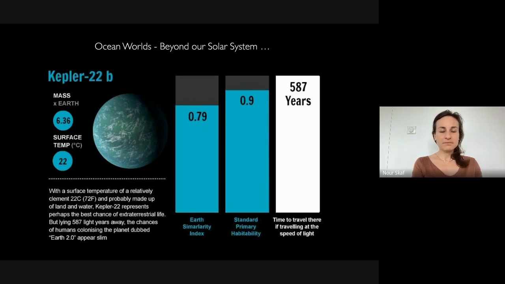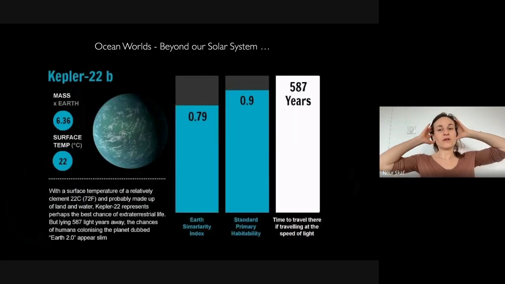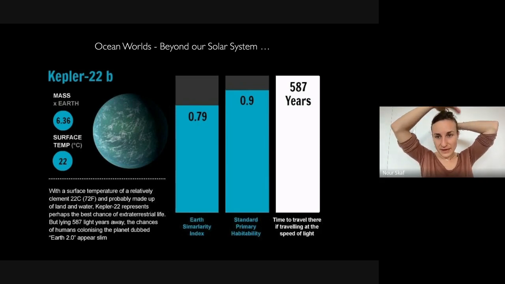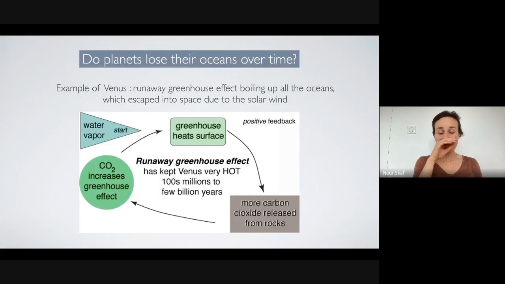So it's a very good target for possibly understanding if there is life on it. There is something called the Earth Similarity Index, which measures how similar a planet is to Earth. It's pretty high. Is it standard primary habitability, the middle? So it's a very good target for understanding habitability. It's very far away, almost 600 light years. Anyway, that's a really interesting target, and if you're interested, there are also really good documentaries on that that I'm happy to share with you.